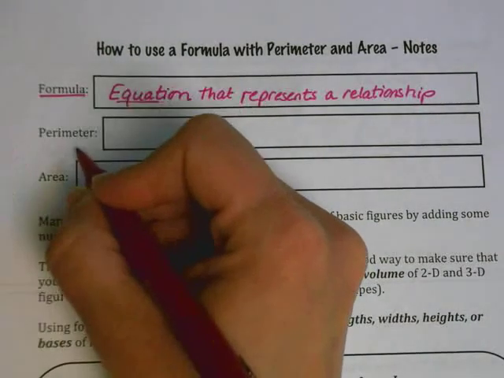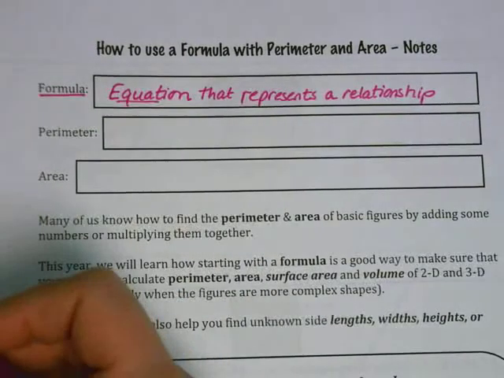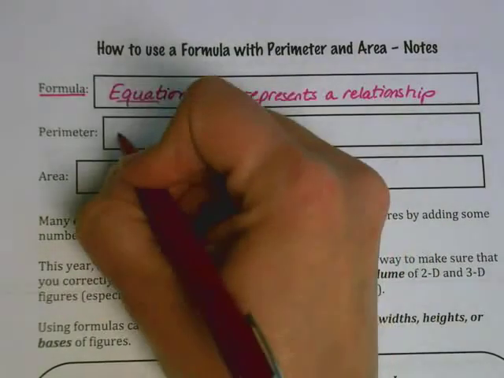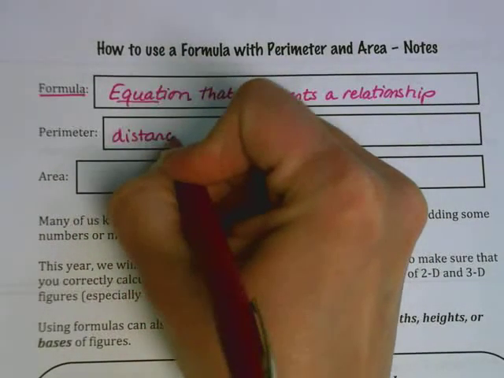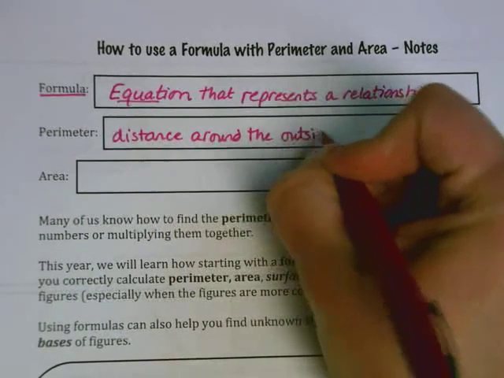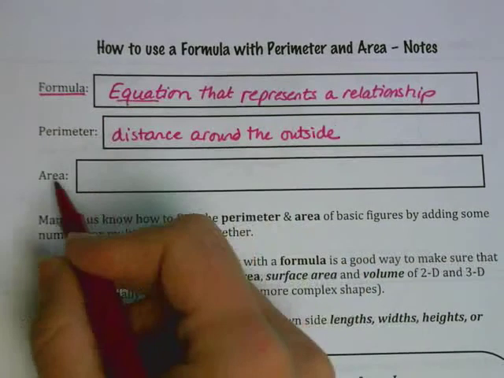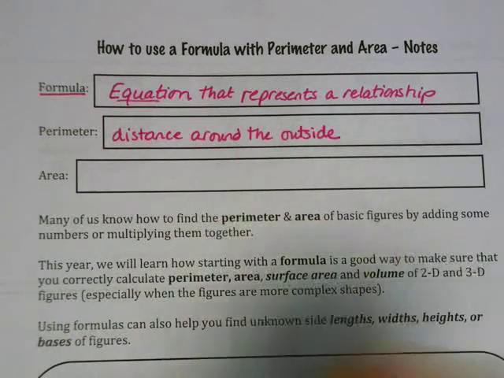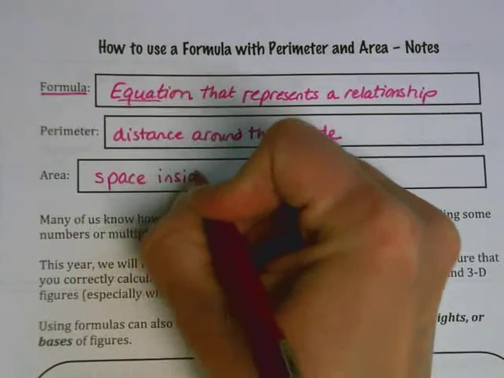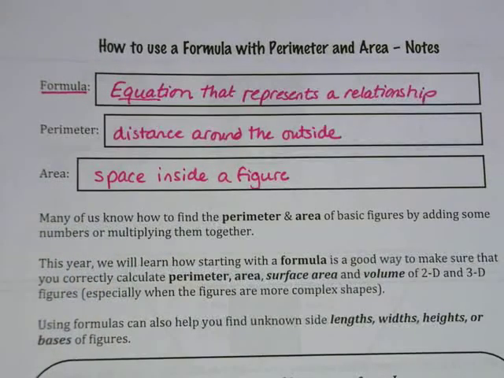So do you remember what perimeter is? If we've got a figure, let's say we've got this box right here, this rectangle. To find the perimeter, we would find the distance around the outside of it. So it's going to be the distance around the outside. So this side plus this side plus this side plus this side. And the area is going to be what is inside. It's going to be the amount of space inside a figure. I know you've worked with perimeter and area before, so this should not be new for you.